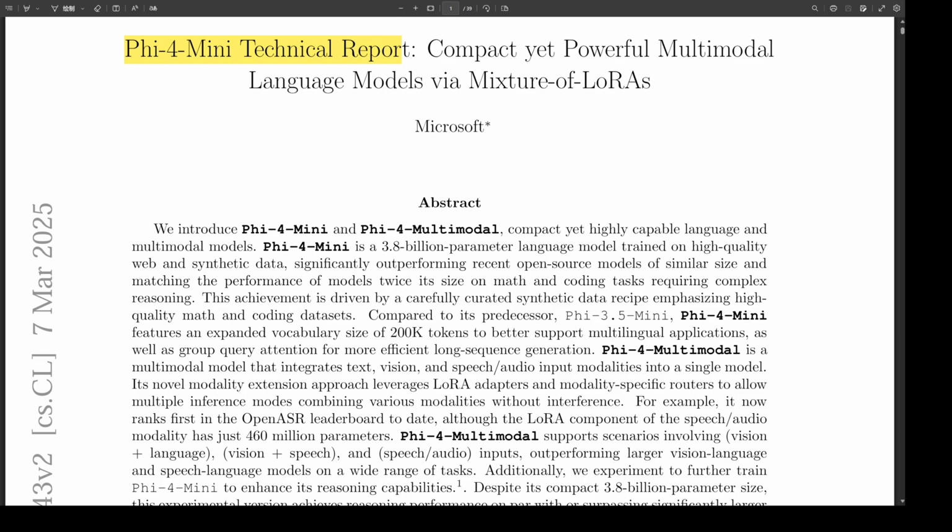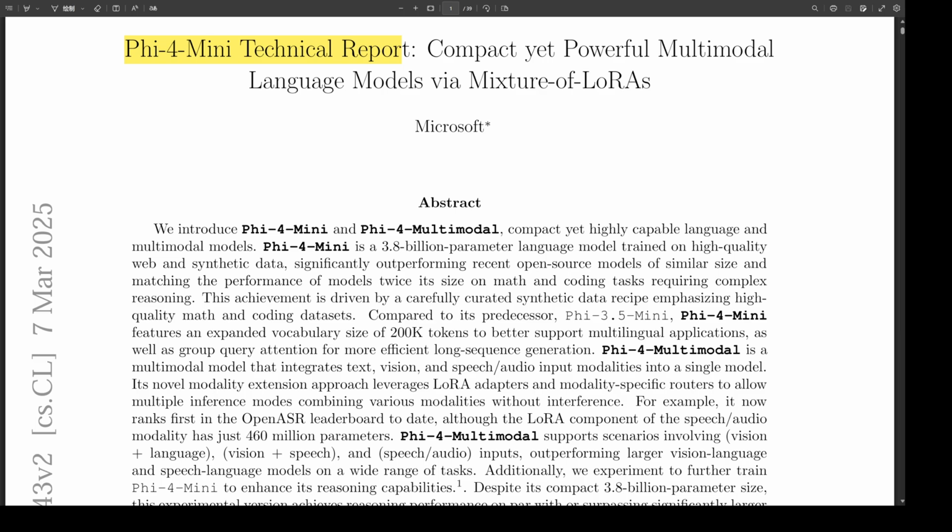And get this, it can even hold its own on these crazy complex reasoning tasks in math and coding. Stuff you'd think would need a model twice its size. Exactly. It really makes you rethink what's possible with these smaller AI models. It's really exciting, academically speaking, because it kind of throws a wrench in that whole bigger is always better idea.